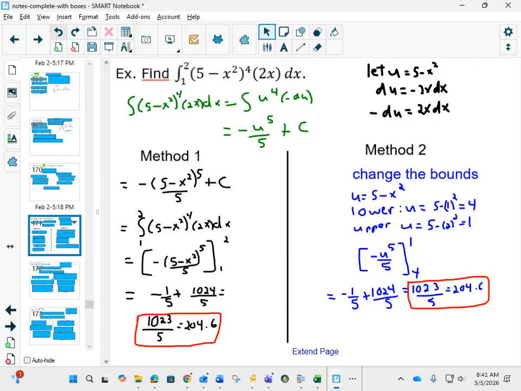So the benefit of method 1, it's more like what we did with our indefinite integral when we use substitution, because we always had to go back to x for our answer. The benefit of method 2 is you don't have to go back to x. If you've changed your bounds, then your mathematics becomes a little bit easier.